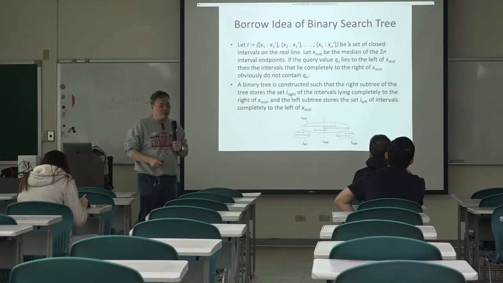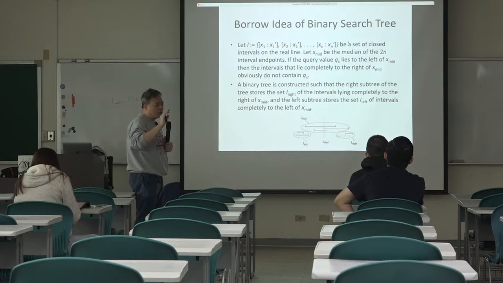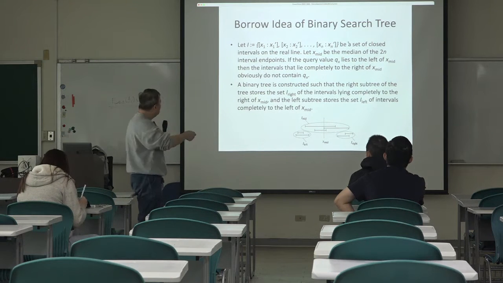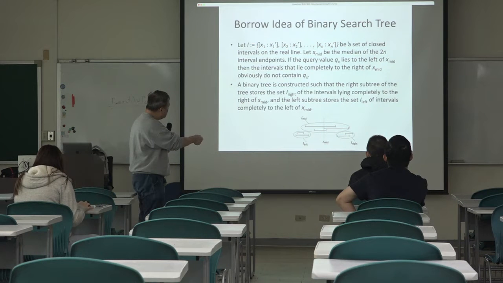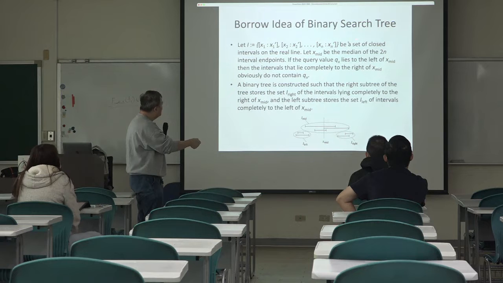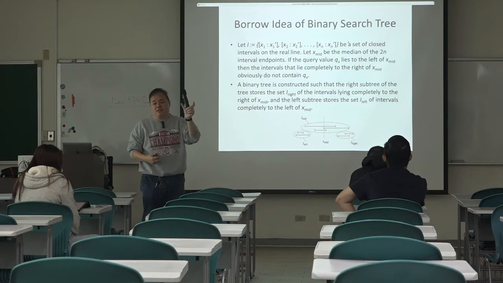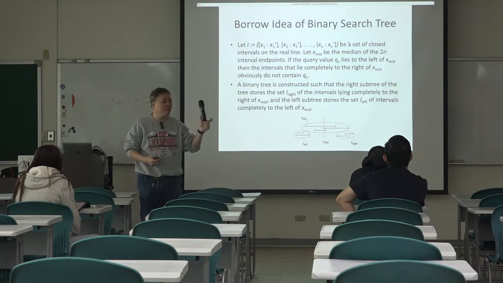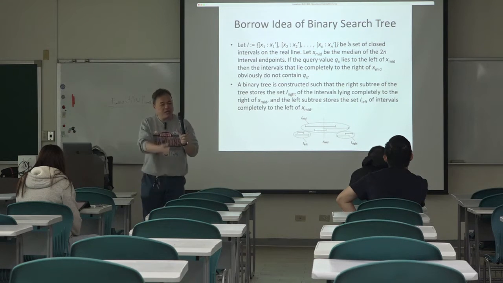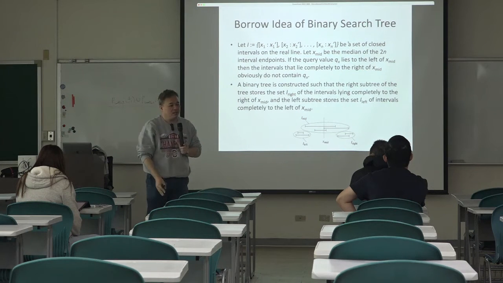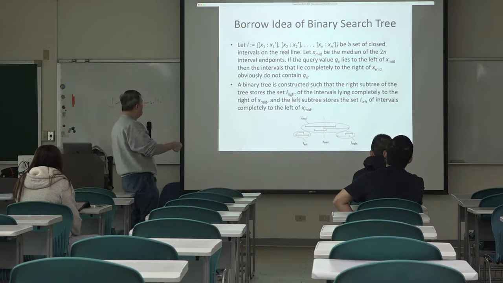Now we consider all the horizontal segments, but we don't need to worry about the y value. We only consider their x values: x1, x1 prime, x2, x2 prime, and so on to xn, xn prime. So we have n closed intervals on the real line. Originally they represent the horizontal segments, maybe with different heights, but because our query line is a straight line, we can reduce them to closed intervals on the real line. It will be equivalent anyway.